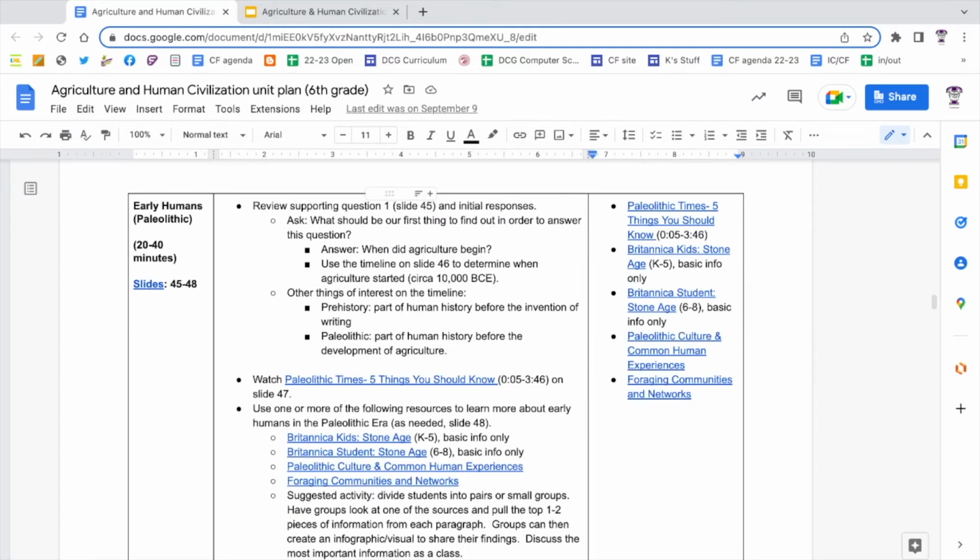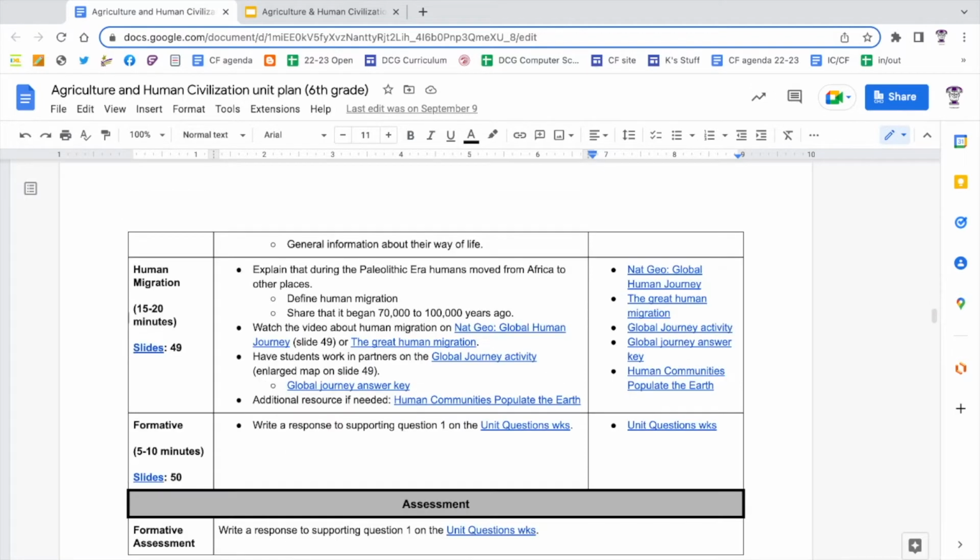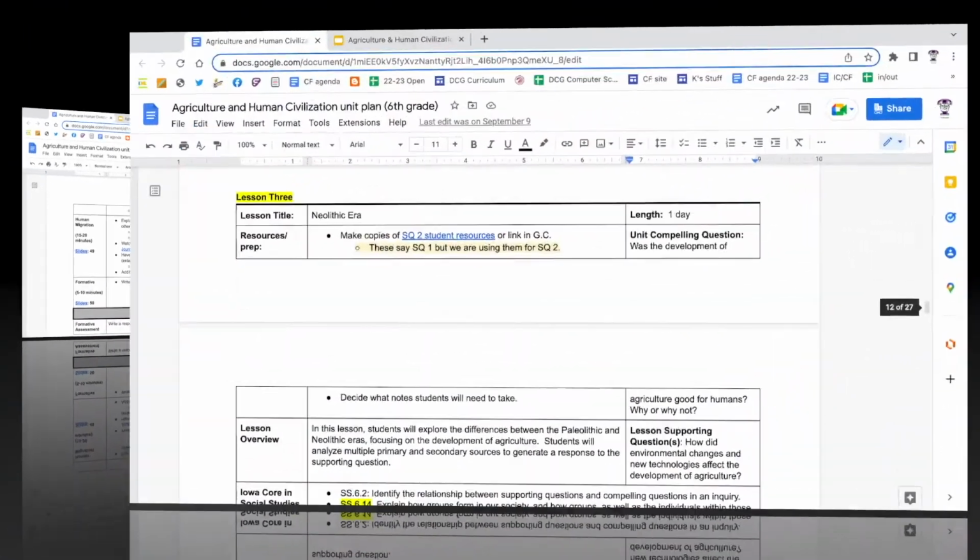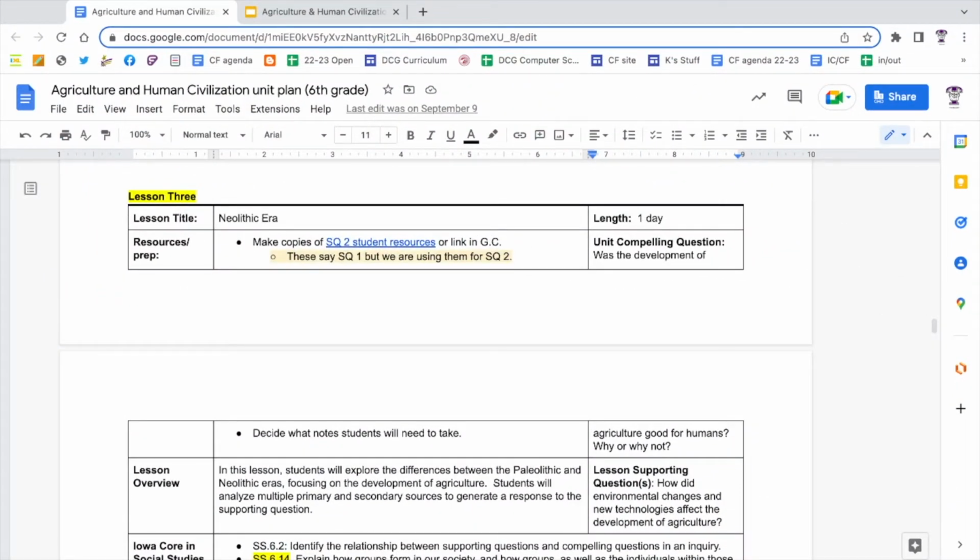Then we spend time learning about the early humans in the Paleolithic time, and we start figuring out when agriculture started to show up. This is followed by a little bit of information on human migration, where there's a video featured there. Then students work on a global journey activity, and there's additional resource of human communities populate the earth if needed. Lesson 3 is about the Neolithic era and takes 1 day.